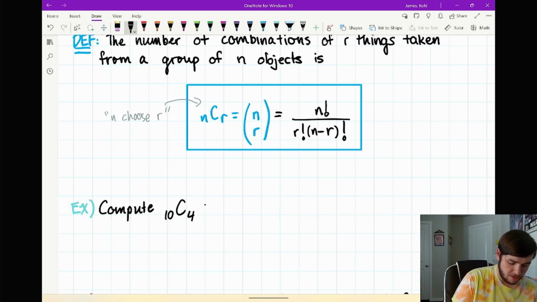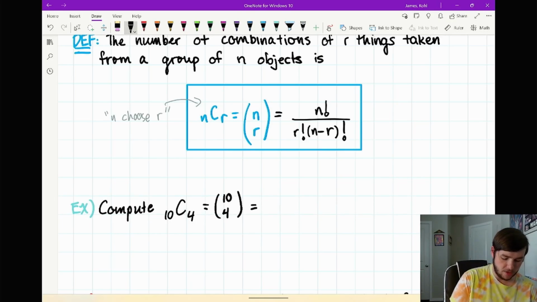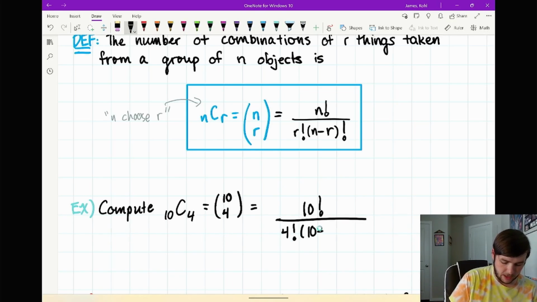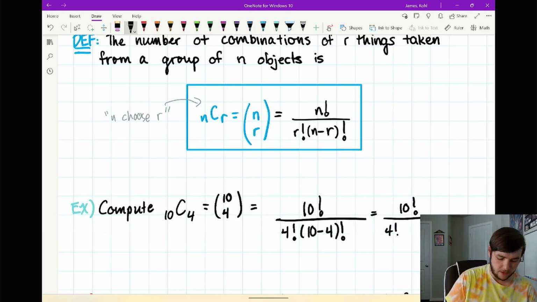Well, according to the formula, by the way, this would be the same thing as 10 choose 4 written this way. And that's the number on the left, goes up top. So I get 10 factorial over R, which is the number to the right, factorial. Oh, excuse me, in this case, that's 4 times 10 minus 4 factorial. So we have 10 factorial over 4 factorial times 6 factorial.